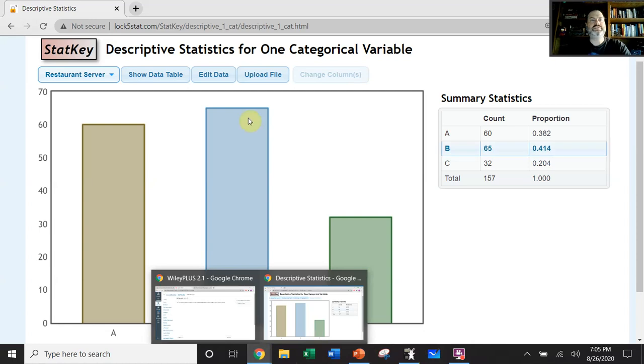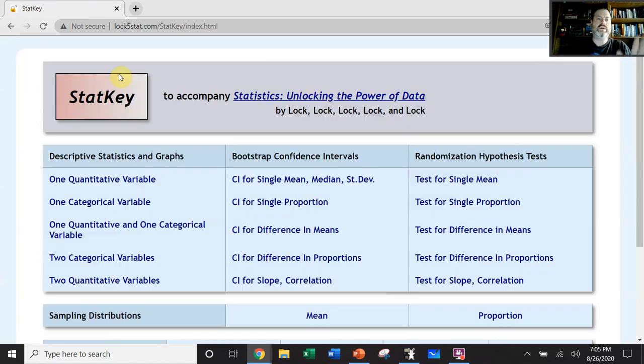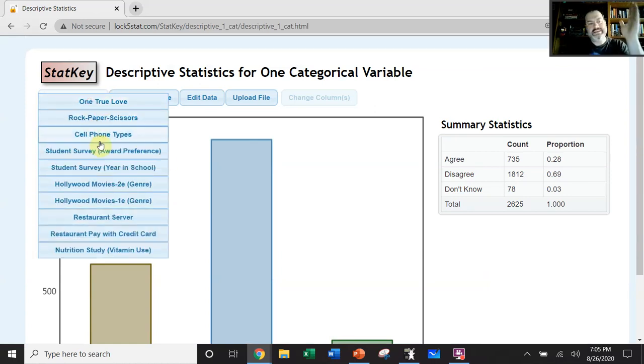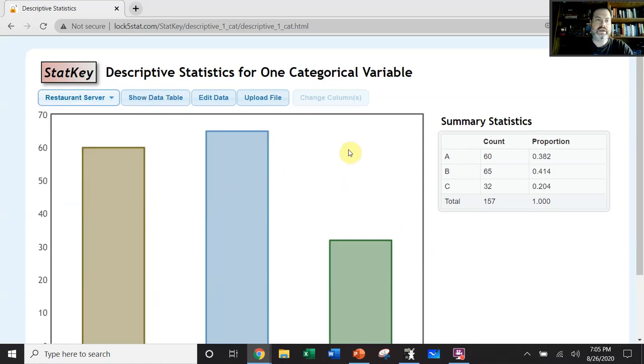You just open StatKey. You might have to look around in the variables. Okay? So again, going back, section 2.1 had problems with 1 categorical variable and with 2. So you might have to click around in the topics covered in the section to figure it out. But every data set in every homework problem that needs StatKey is in here somewhere. Restaurant server, there you go, and you're all set.